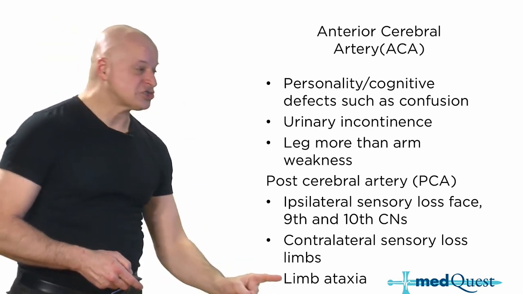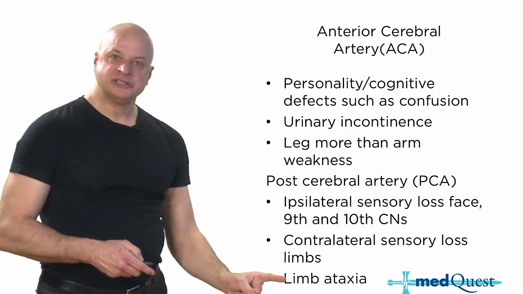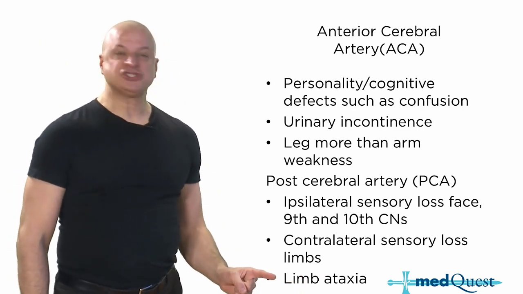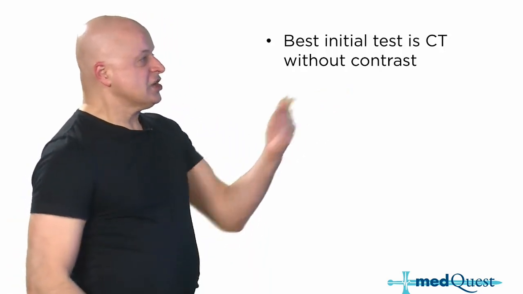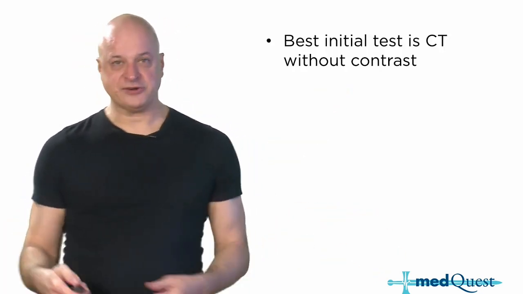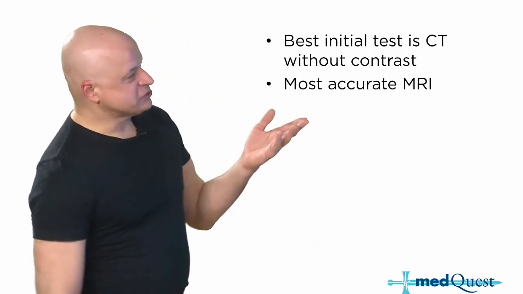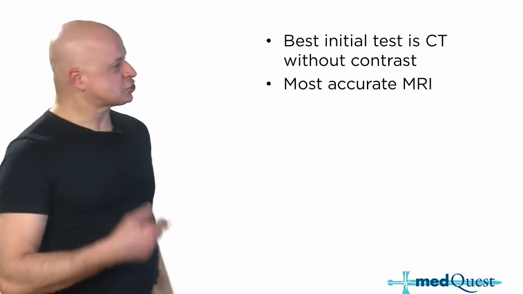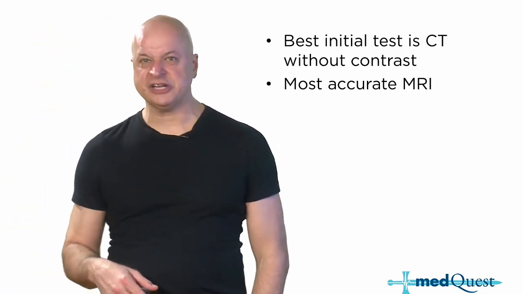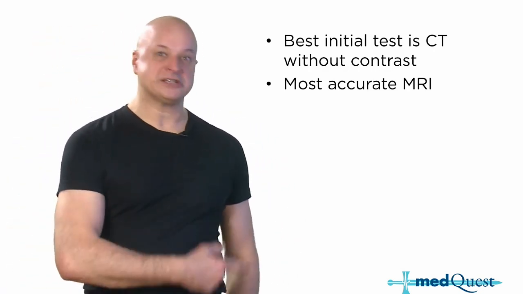And because it affects cerebellar circulation, it leads to ataxia, because that's what the cerebellum does. It controls your ability to maintain balance. So the best initial test is CT without contrast. Contrast is for looking for cancers and infections. The most accurate test is an MRI. Well, that's true for everything, isn't it? Best initial test, CT. Most accurate test, MRI.